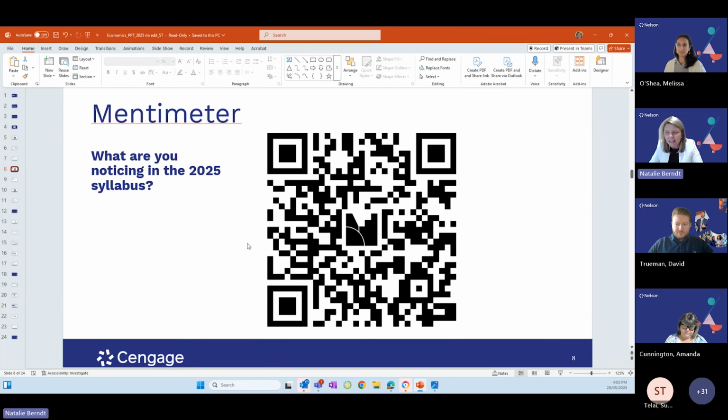So what I thought would be good this afternoon is to see what we're all noticing. I'm noticing some real differences, particularly in the marking. But what are we noticing in the 2025 syllabus?